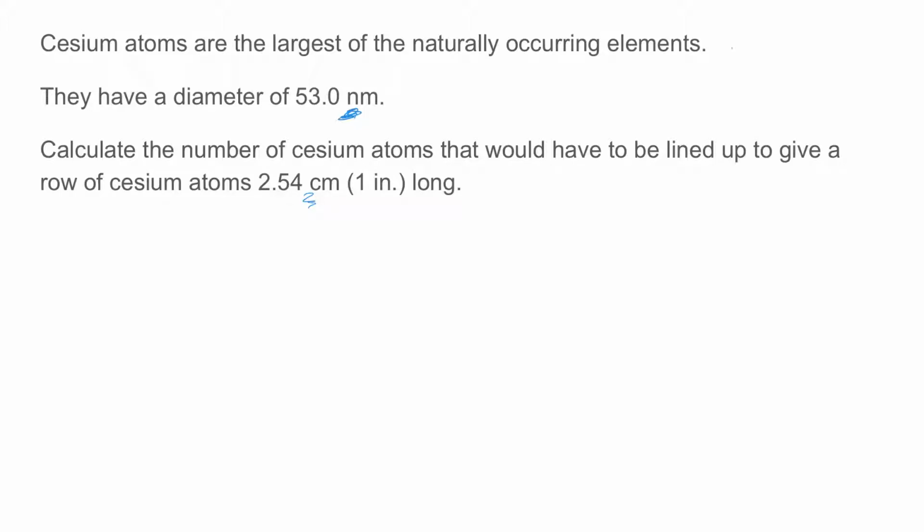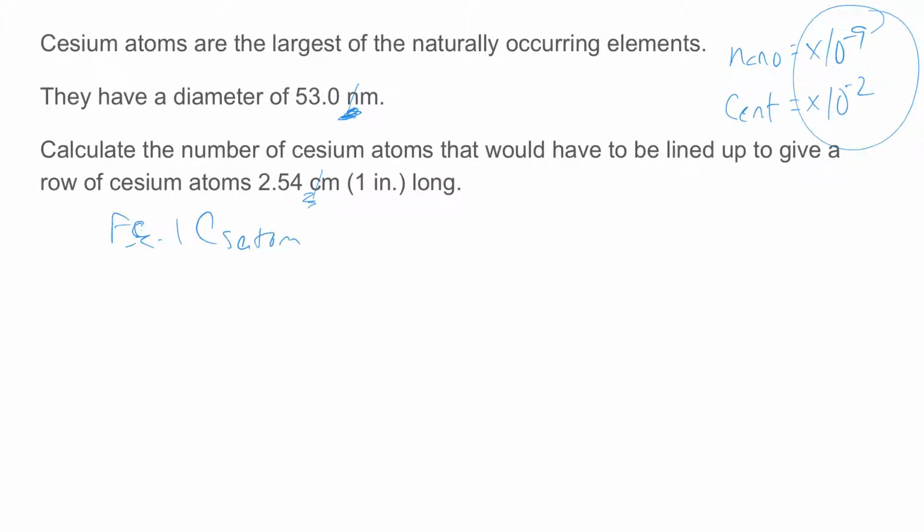However, we do know that a nano, or we could look up, is 10 to the negative 9th. And we do know that a centi, which is like a century, is 10 to the negative second. So we could just change these prefixes back into their original values. So for every one cesium atom, there is 53 times 10 to the negative 9th meters.